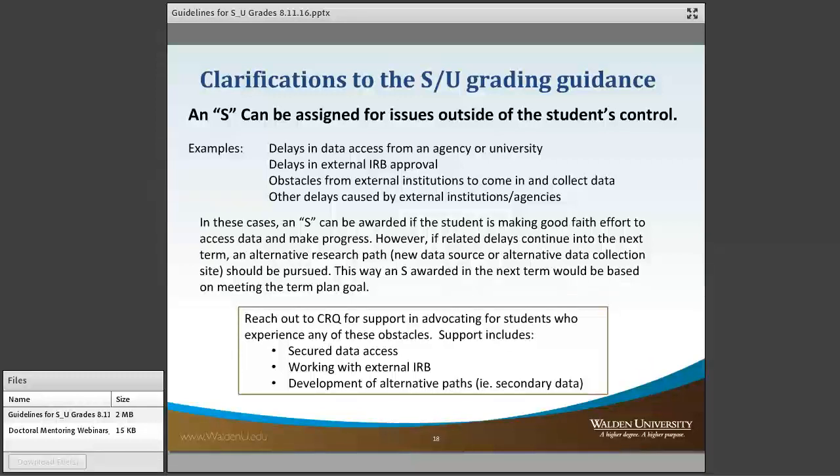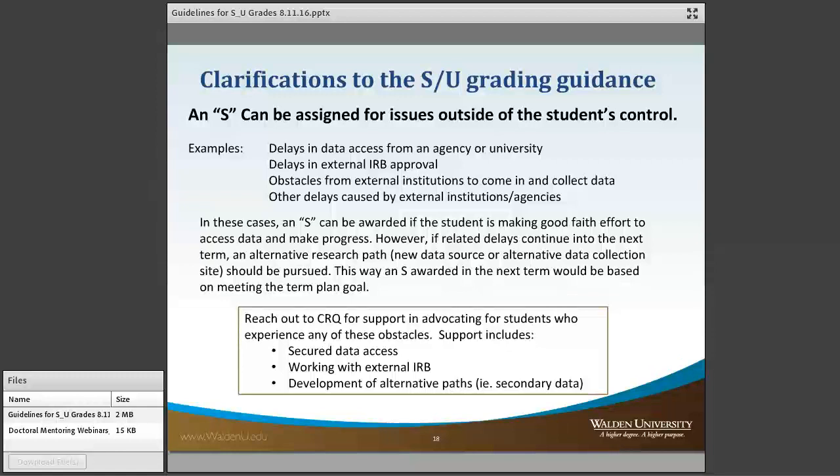One thing to remember is CRQ actually may be able to provide some support for students who experience any of these types of obstacles. We have experience helping students gain access to secure data, working with external IRB boards, and development of alternative paths. We have great secondary data that we can help students look into if that's something that would be an option.